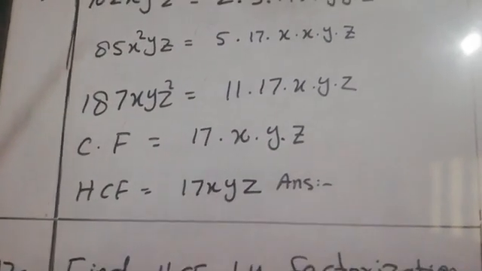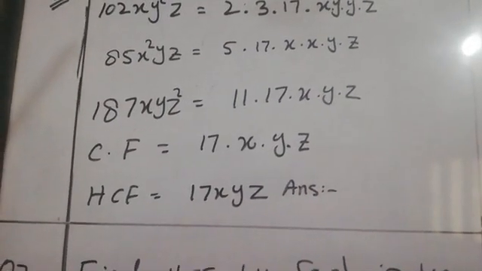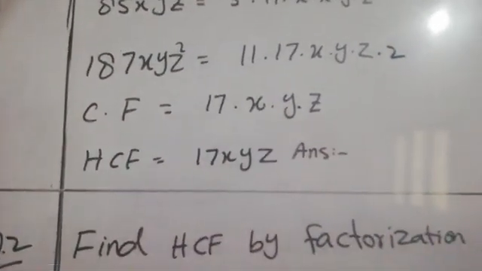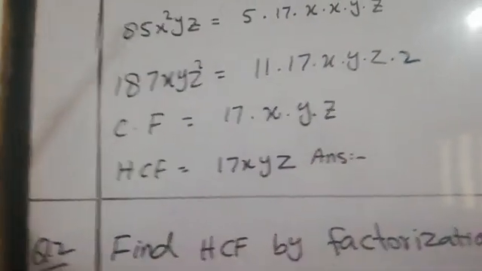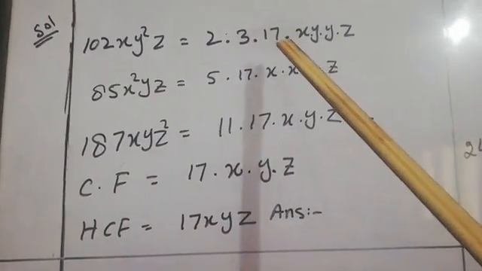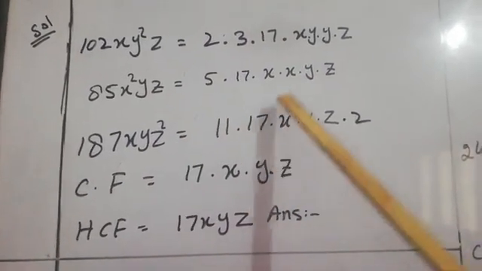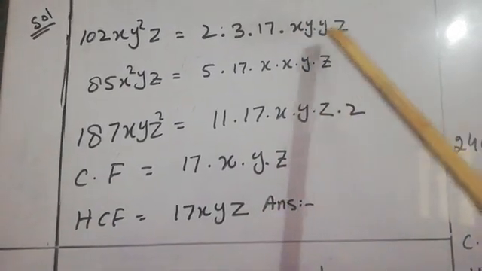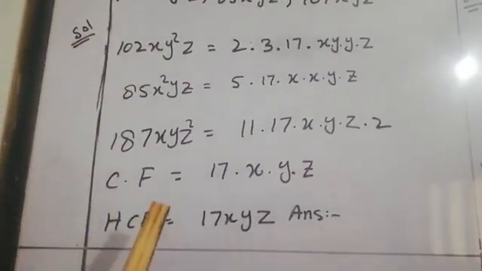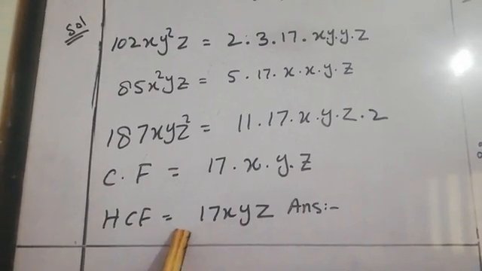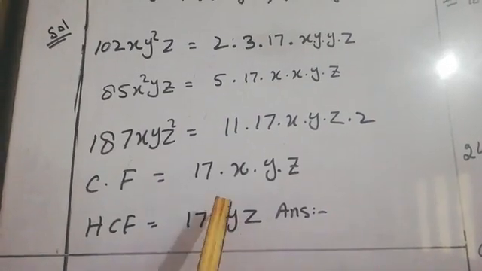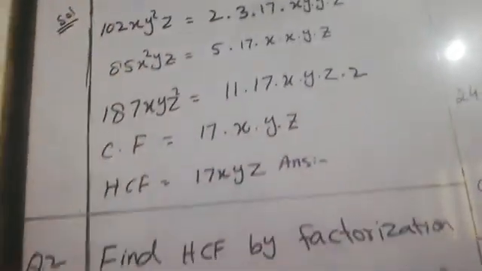Okay, my dear students. After that we will take the common factor. Now we will take the common factor of all these values 102, 85 and 187. 17 is the common number, and x 1 time and y 1 time and z 1 time. They are the common factors of these three terms. So we will take the common factors and then multiply, and HCF means highest common factor. So 17xyz is the highest common factor of all these three values.